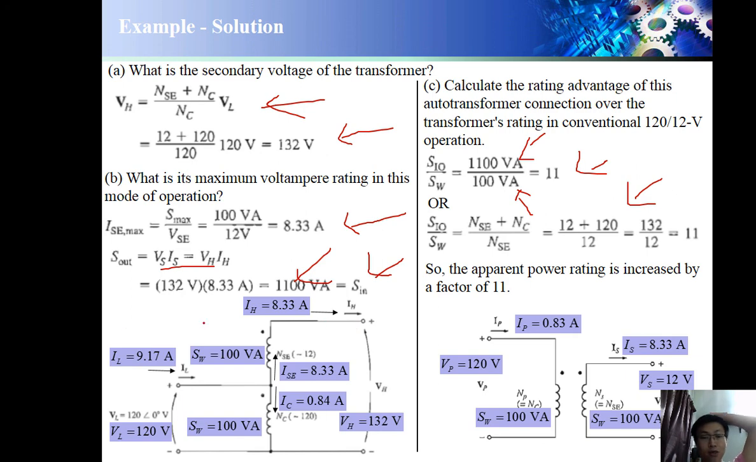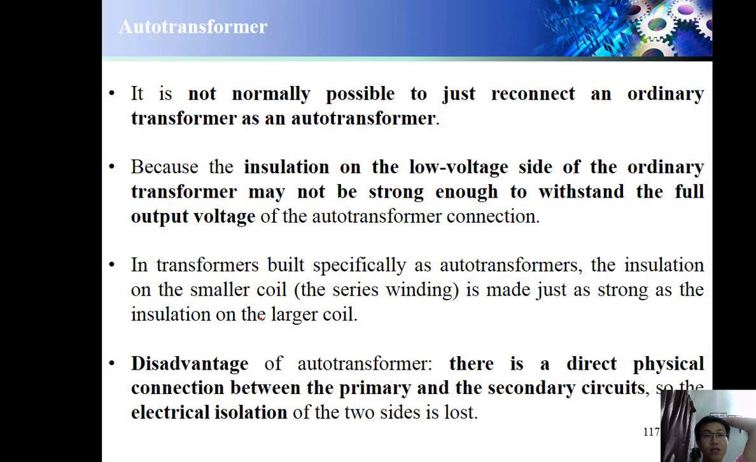Okay, so put it in the equivalent circuit. We can see that the winding rating is only 100 VA, but we can deliver 1010 VA from input to output, which is 11 times. So you can see the advantage of the auto transformer. The disadvantage is like this: when one side is short circuit, everything will be gone.